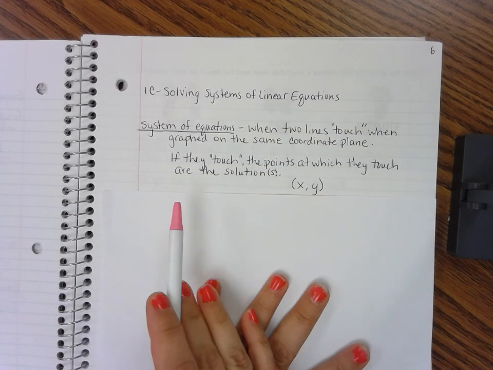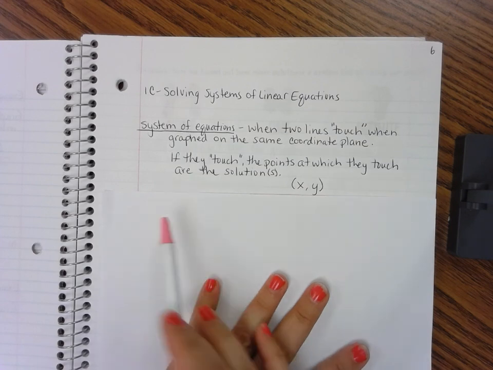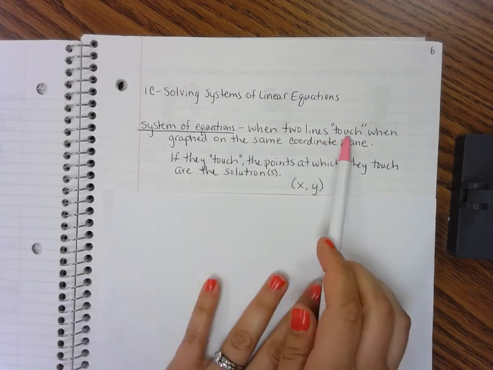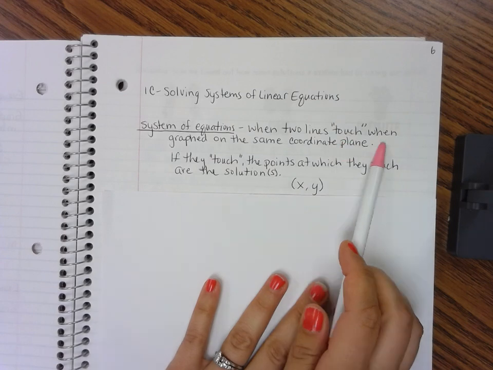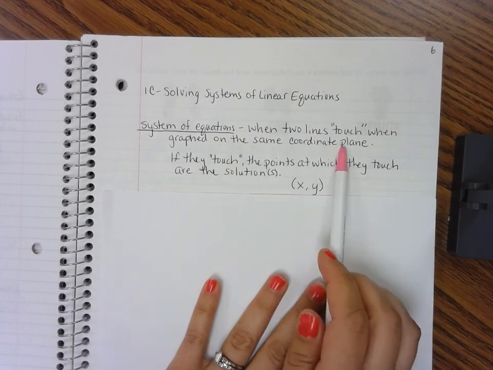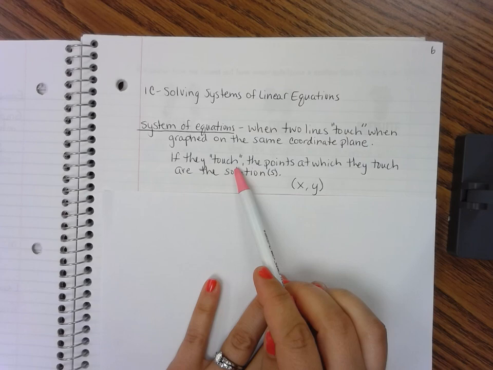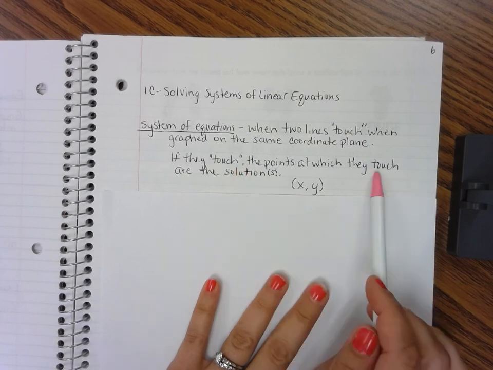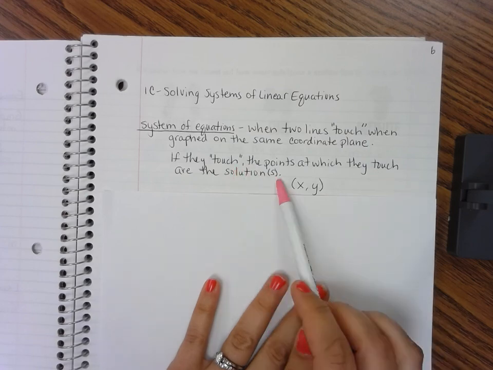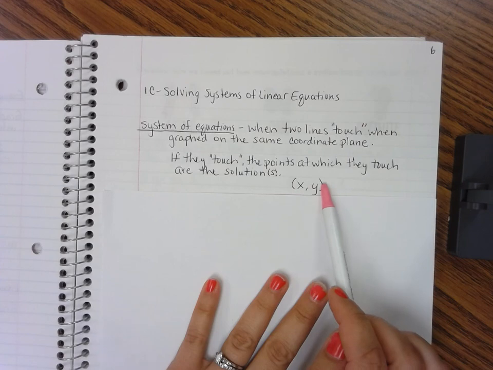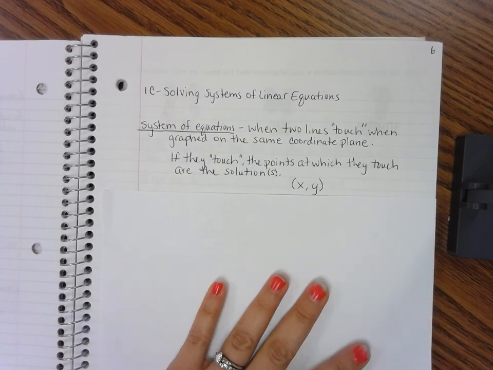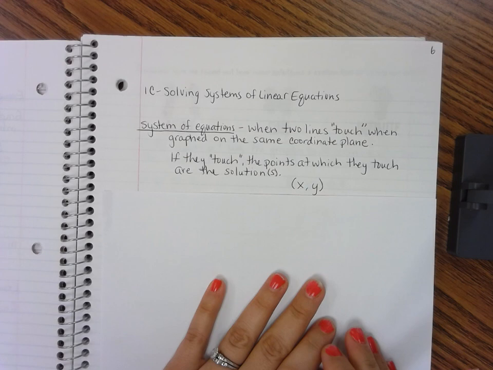That is when two lines touch when graphed on the same coordinate plane. If they touch, the points at which they touch are the solution or the solutions known as x or y. So we're looking at the location where those lines meet or touch.